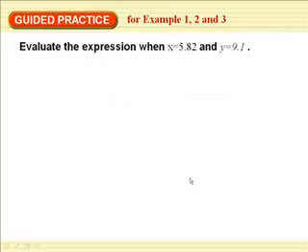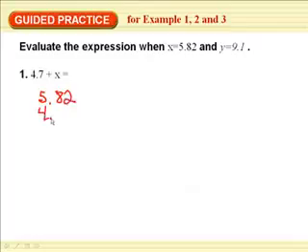Look at that. So evaluate the expression when x equals 5.82 and y equals 9.1. Okay, so 4.7 plus x, make sure you're substituting in the correct number. So 5.82 is x and 4.7, and I can add in any order because it's the commutative property.